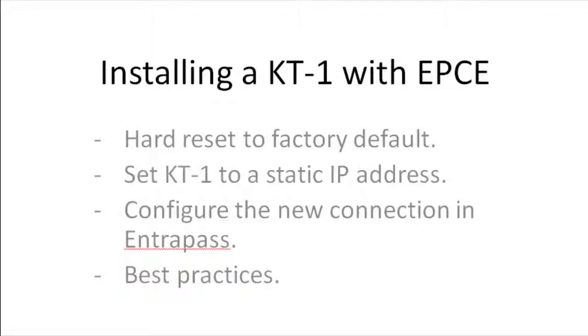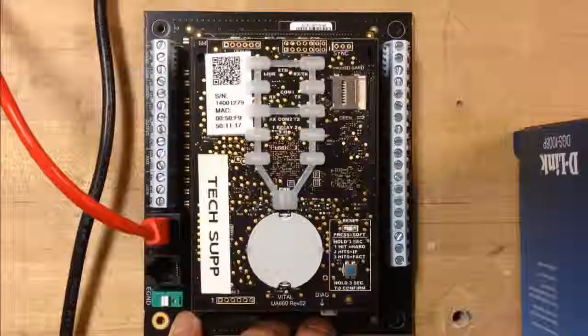First of all, we're going to look at how to hard reset it to factory default, then how to set a KT1 to a static IP address, and then how to configure the new connection in Entrapass, and we'll also take a look at best practices. But first, let's take a look at how to hard reset the KT1 to factory default.